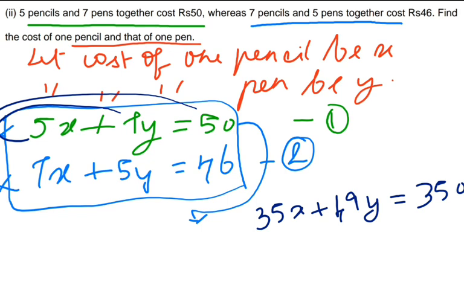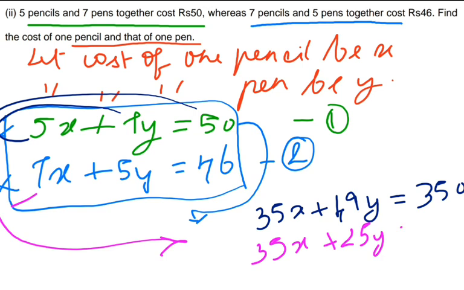If we take the second equation, 5 into 7, that is 35x. To cancel the variable, that is 35, we are multiplying with this number 7 and 5. 5 fives are 25y is equal to 5 sixes are 30, 5 fours are 20, 230.